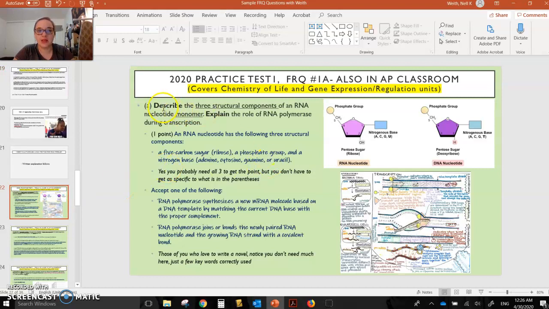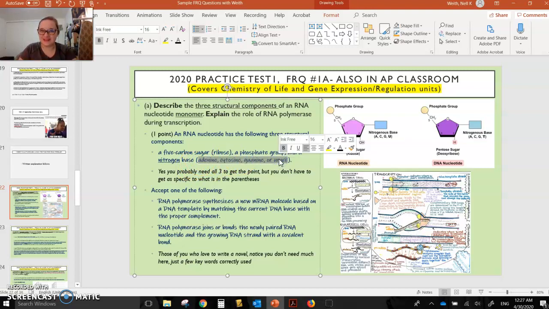And here we go. In A, describe 3 structural components of an RNA nucleotide monomer. We've been doing this all year. You should know this in your sleep by now, but you don't have to be as specific as you may think. You've got a 5 carbon sugar, a phosphate group, and a nitrogenous base. I think base wouldn't be enough, so I'm going to underline that because that's specific. You don't have to say ribose, like if you forget if it's ribose or deoxyribose. And you could mention the 4 bases there.